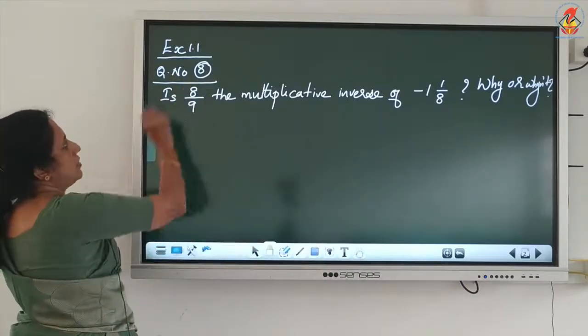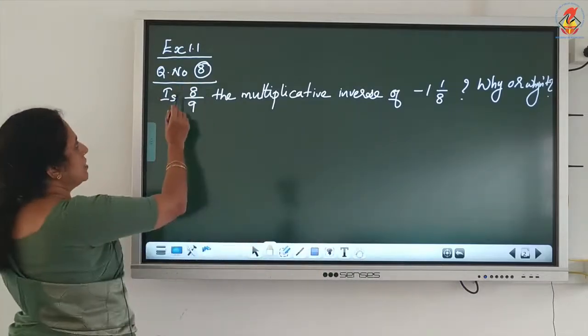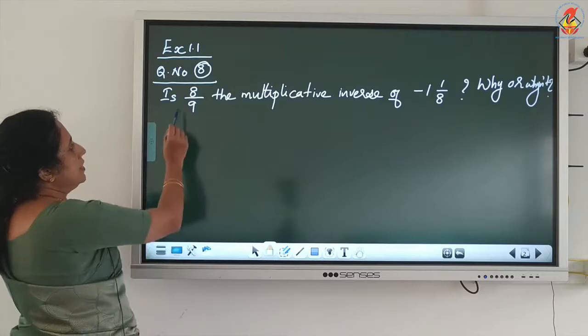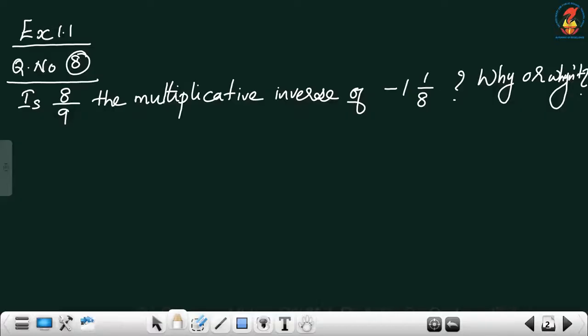Now exercise 1.1, question number 8. Is 8 by 9 the multiplicative inverse of negative 1 by 8? Why or why not? You have to check whether 8 by 9 is the multiplicative inverse of negative 1 and 1 by 8.